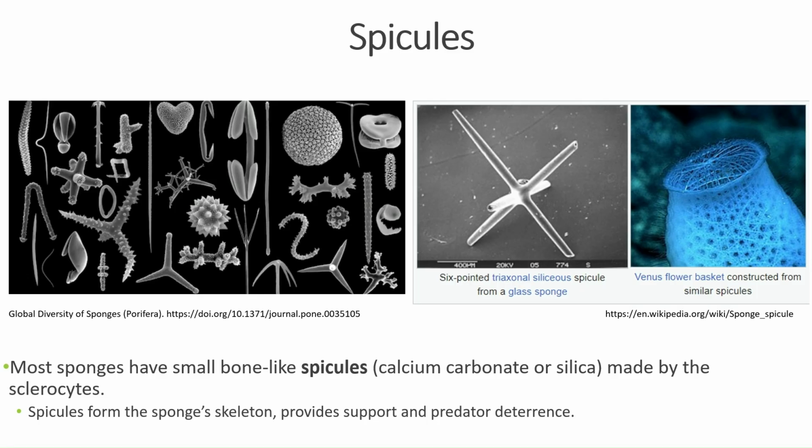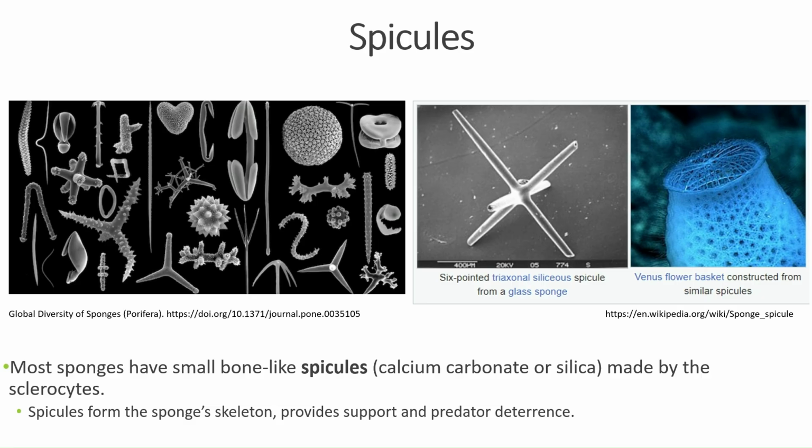Most sponges contain small, bone-like structures called spicules scattered throughout the mesohyl. As we covered, these spicules are manufactured by the sclerocytes and can be made of either calcium carbonate or silica. Spicules serve two main purposes. First, they act as an internal skeleton that supports the sponge's body and helps maintain its shape against the constant flow of water.